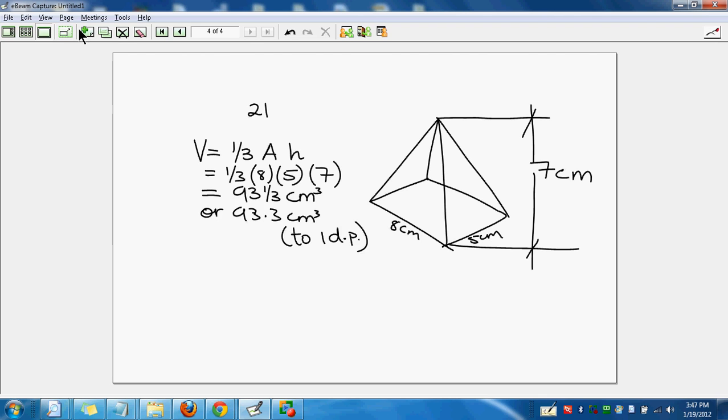Okay, so your volume would be most accurately put at 93 1/3 cm cube. If you're rounding it off, it will be 93.3 cm cube to 1 decimal place. Okay, so that would be the answer for number 21 in this exercise here.